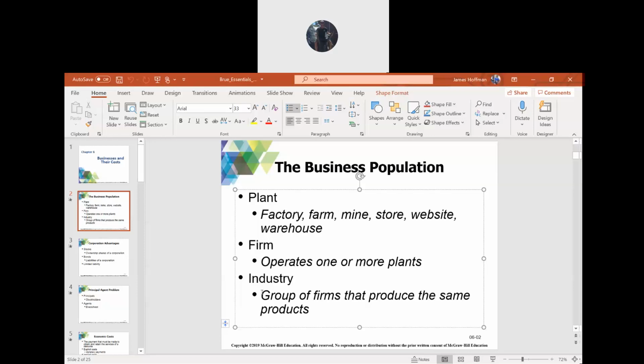And then an industry is going to be a group of firms that produce the same product. There's a smartphone industry, a social media industry, a farming industry, a restaurant industry, a laundromat industry. So if you put them into the same industry, that comprises all the firms that operate the plants in that industry. So industry is the big picture, a firm operates, depending on its size, one or more plants, and a plant consists of any of these things and probably a whole bunch of others. Any of the brick and mortar things and any of the techie things go into the definition of a plant.